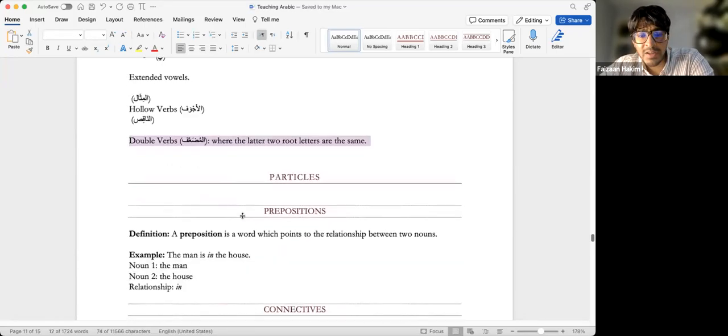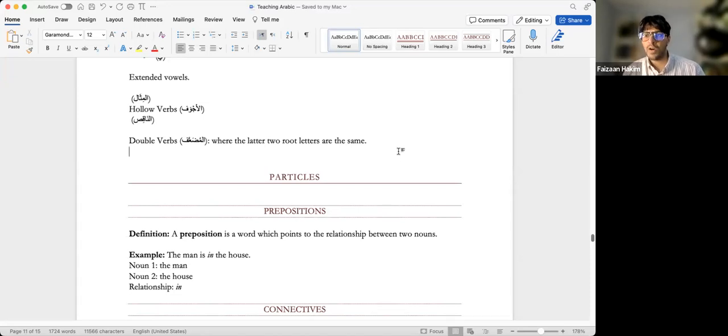One small thing, this doesn't really need much attention, but you have what's called the doubled verbs, the fi'l al-mudha'af. Mudha'af means to double something up. Can you guess what it might mean to double a verb up? Well, the answer is right there. It's where two of the root letters are literally doubled up. They're the same. For example, madda, mim, dal, dal. It means to extend.